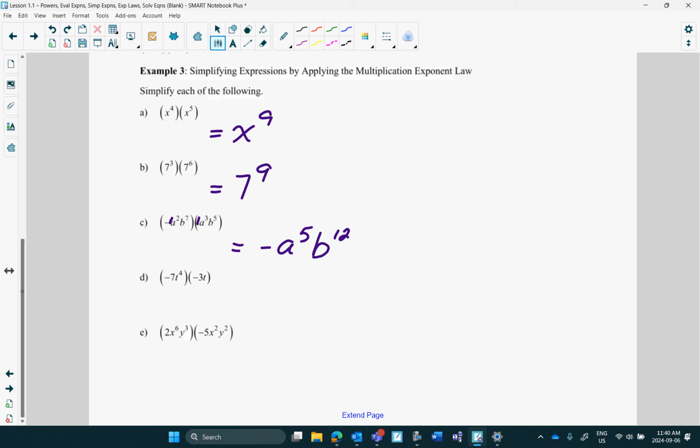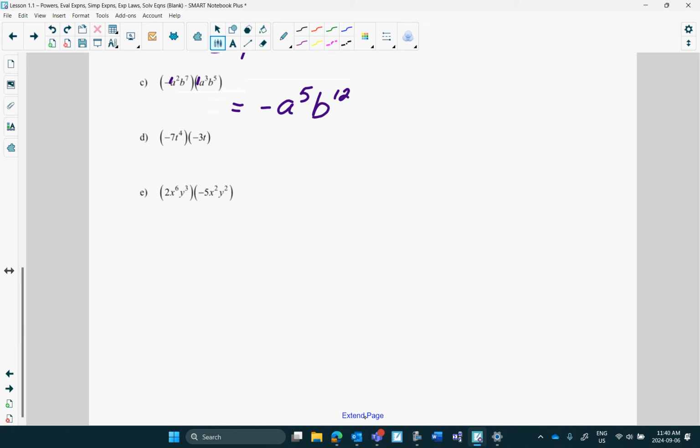We got some coefficients in this one. So let's take care of the coefficients first. What's negative 7 times negative 3? 21. And t to the 4th times t. T to the 5th, right? Because t is the same as t to the 1st. So there's actually 5 t's being multiplied by each other here. So we get 21t to the 5th.